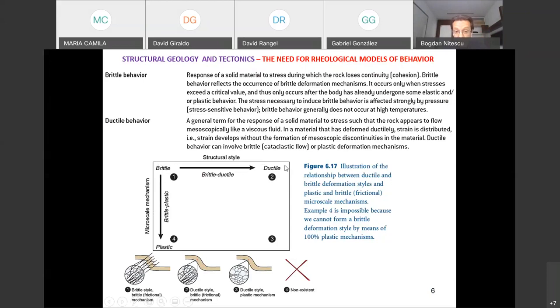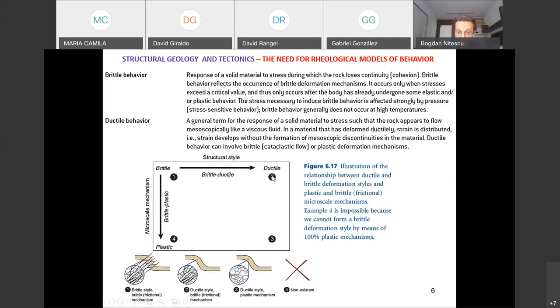So in this field, let's go through these four stations. Station number one, you are here. The structural style is brittle. The microscale mechanism is brittle. So this is what happens. You see in the outcrop that it is fractured and faulted, so there is a loss of continuity. You look with the microscope and you see that the mechanism was frictional sliding. So here everything is very clear.